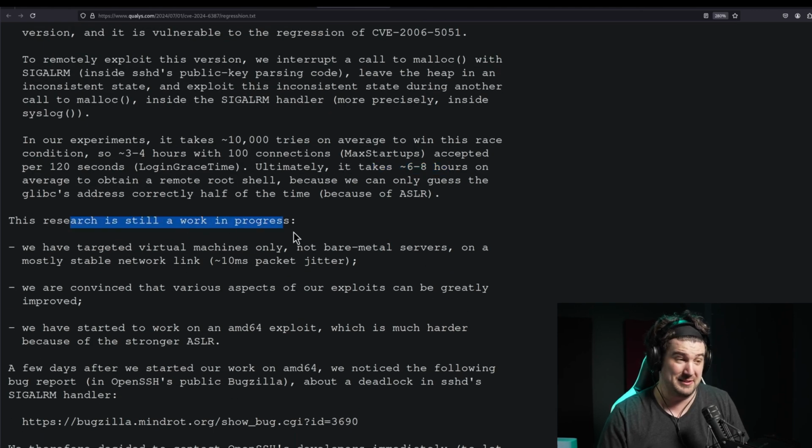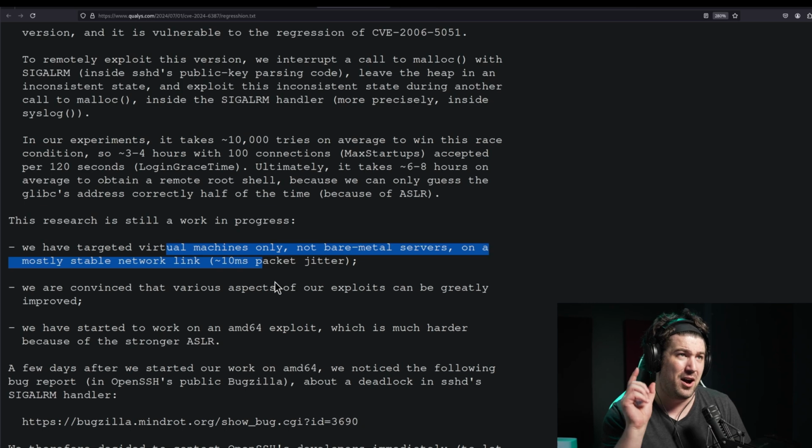It's still a work in progress. We have targeted virtual machines only, not bare metal servers, on mostly stable network links. I suppose that could make it slower. Actually, okay, with a timing attack, unstable networks could make you safer because they're having to hit that 120 seconds, or whatever the default time is, perfectly. So I could see where an unstable network could make leveraging this attack harder than a stable one, because you're trying to time that interrupt. Okay, cool.